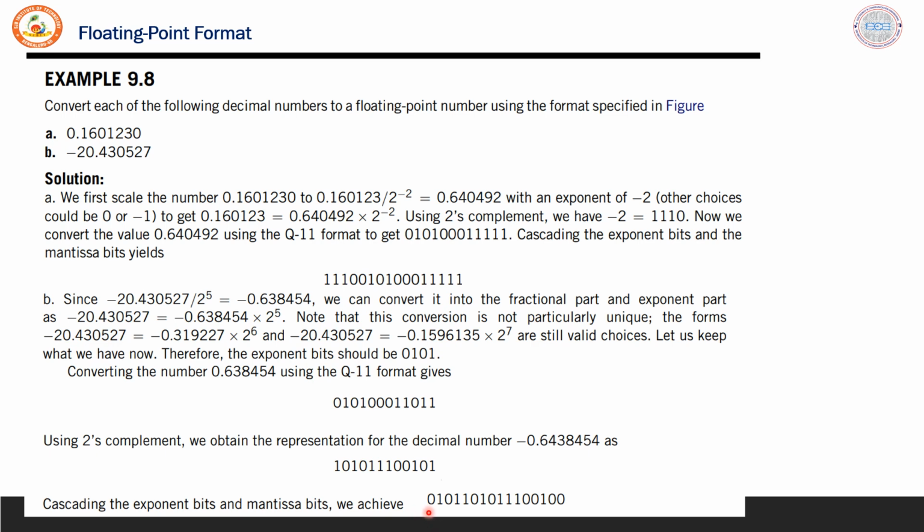So the exponent is 0, 1, 0, 1 because the value is 5. It's a positive number. And later we cascade or append the representation of the mantissa. So this is how you can represent any given decimal number into its equivalent floating point form.